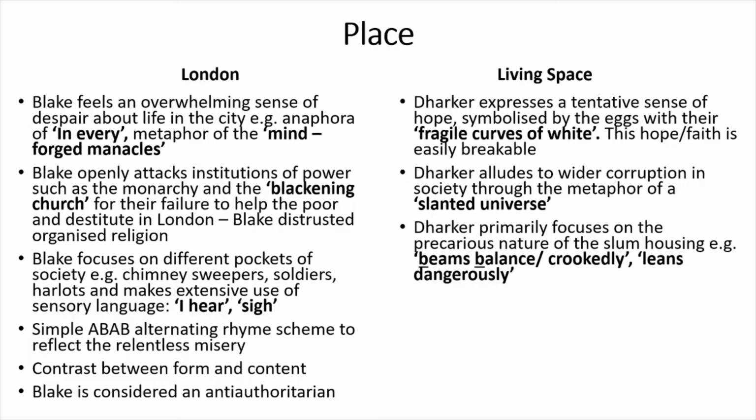Now notice this line, beams balance crookedly. There's a lot to speak about in this line, because there's alliteration which draws the beams together, but it's split over two lines. So there's enjambment and there's also alliteration together, which sums up the tension in the poem, which is between order and instability.